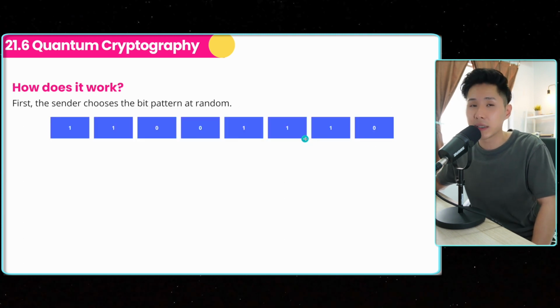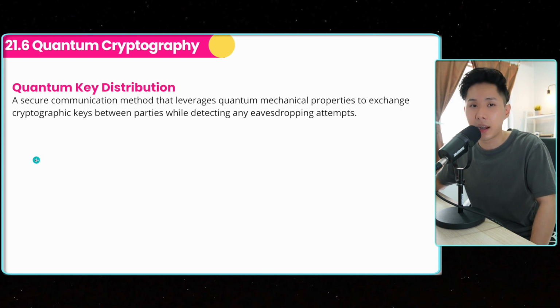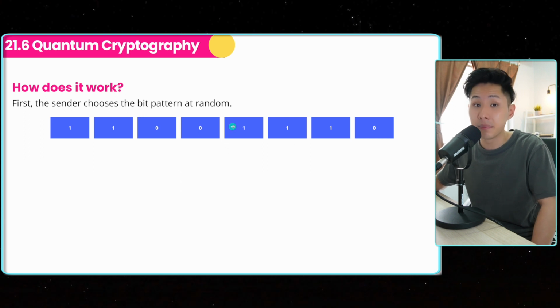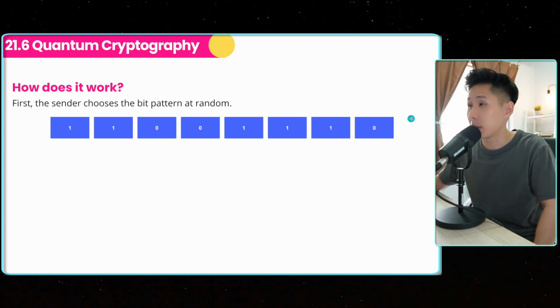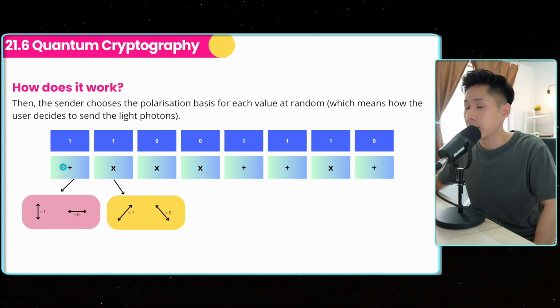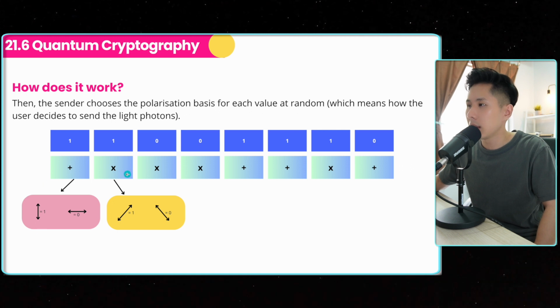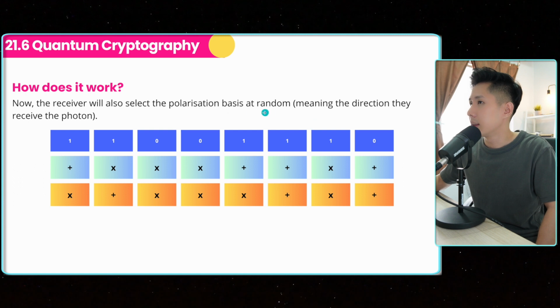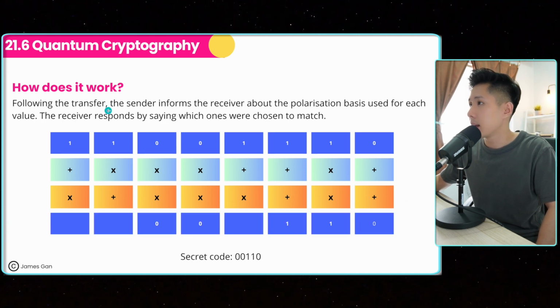Now, let's see how it works, because I think from the definition, it's really hard to understand. So the sender will choose a bit pattern at random, basically just send a random string of bits, and then the sender will also decide how the light photon should oscillate. So the plus signifies horizontal and vertical, and X stands for diagonal. And then the receiver will also select the polarization basis randomly. The key here is that, okay, let's read this.